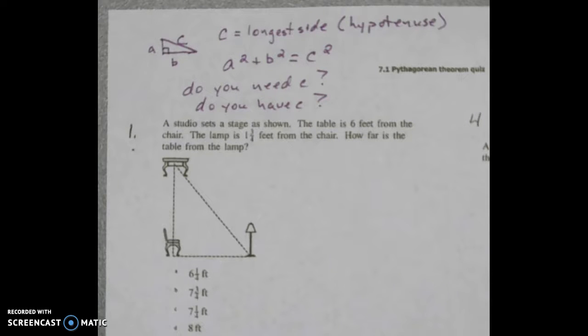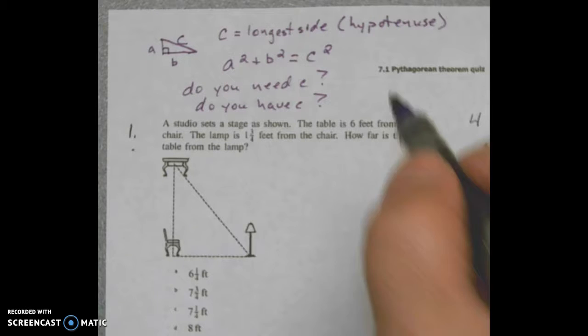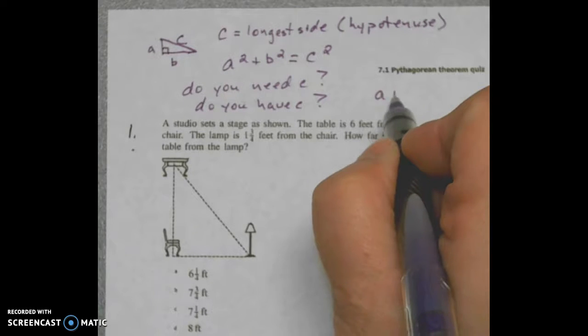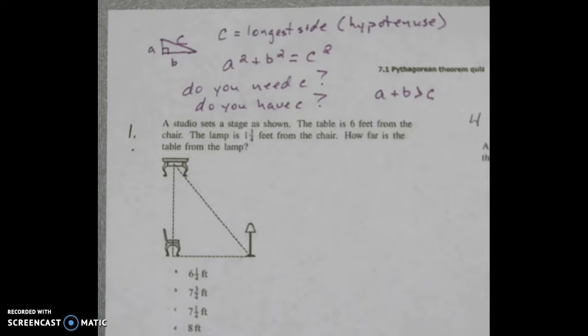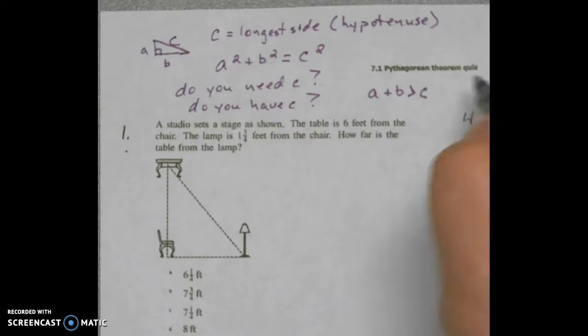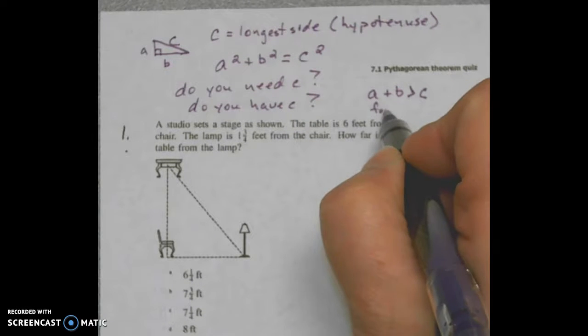Remember that these are all triangles, and in any triangle, you know that the length of the small side plus the medium side together has to be bigger than the biggest side C by itself. So you'll be able to eliminate some answer choices because A plus B is bigger than C for any triangle.